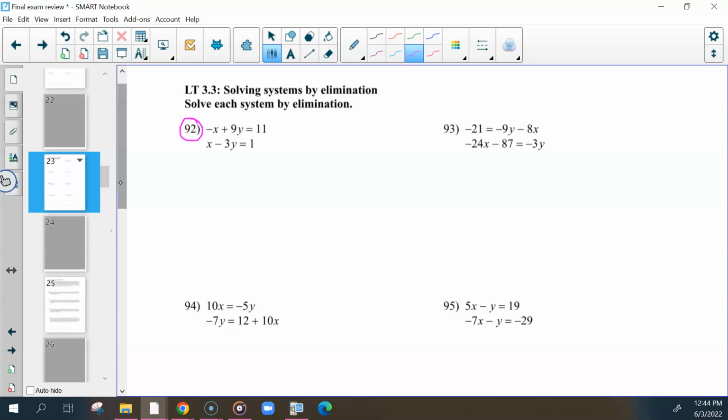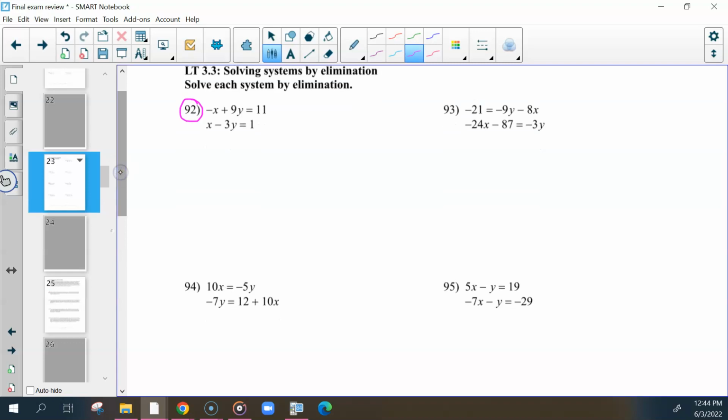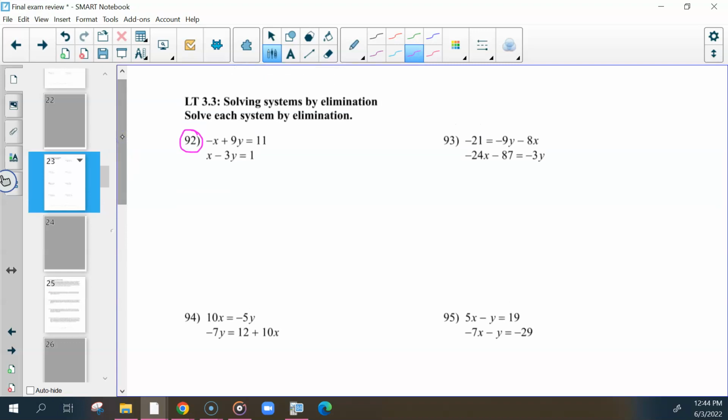So for 92, x has the same or similar coefficient. They're both 1 and negative 1. So we can eliminate these by adding the two equations together.